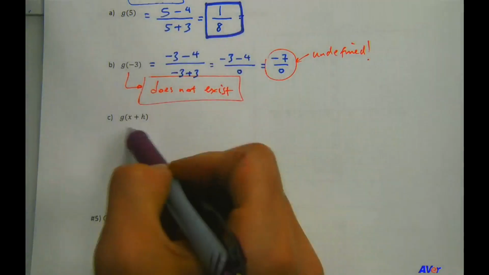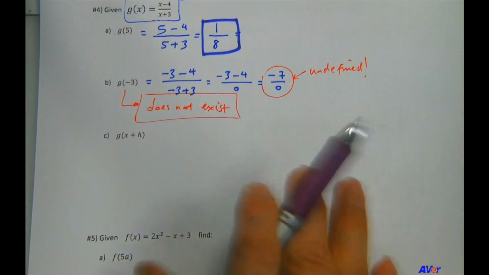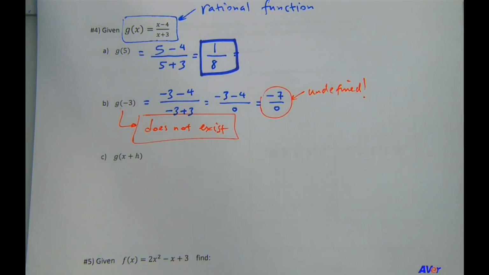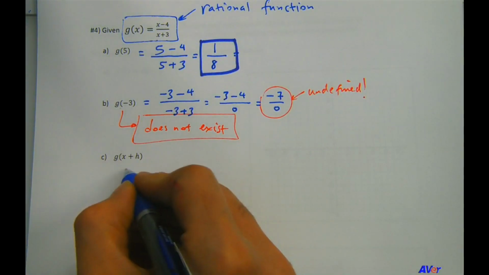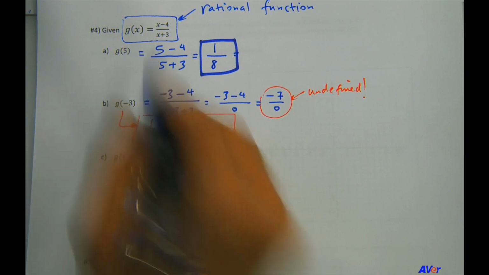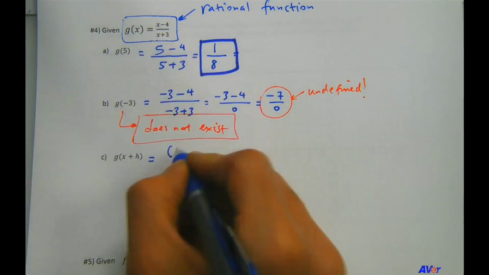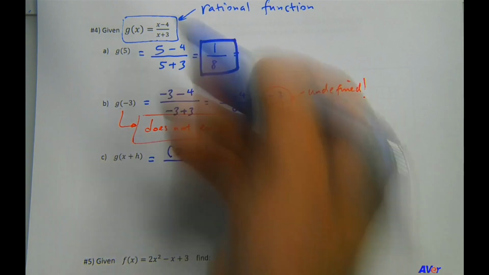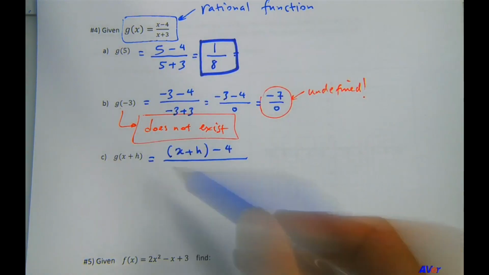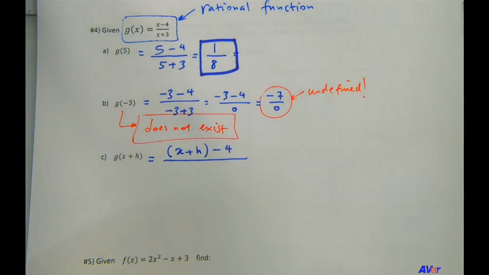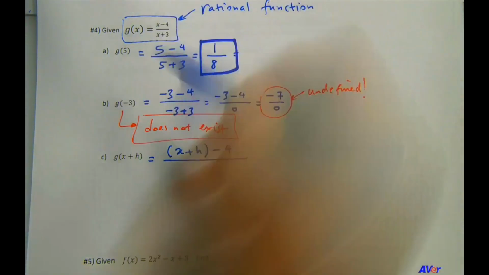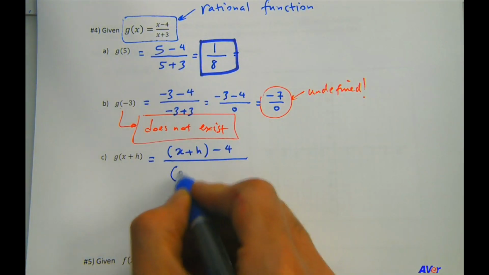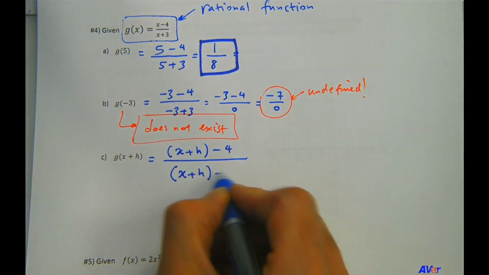So evaluate the function at x plus h. So wherever you see x, I need to replace it with x plus h. G of x plus h equals, instead of x, x plus h minus 4. Do you see what happened? Compare the numerator here with the numerator here. X is gone. Instead, you have x plus h. In the denominator, the same thing. X plus h plus 3.